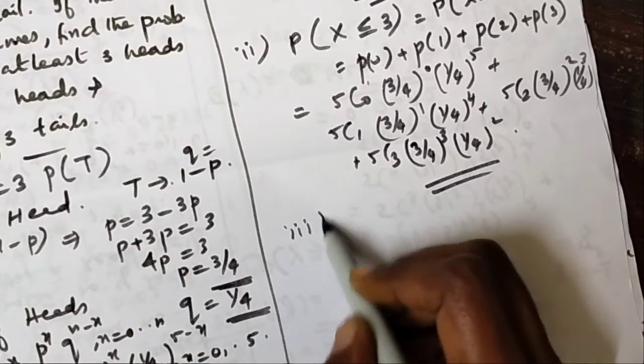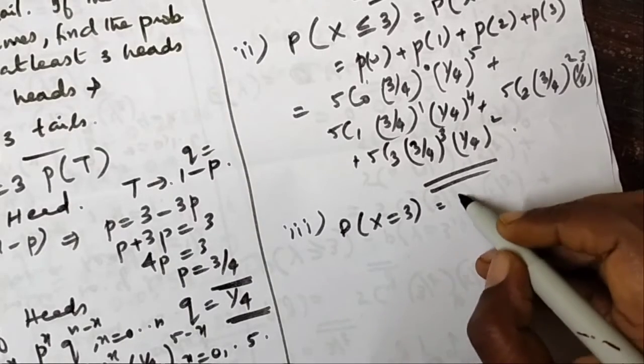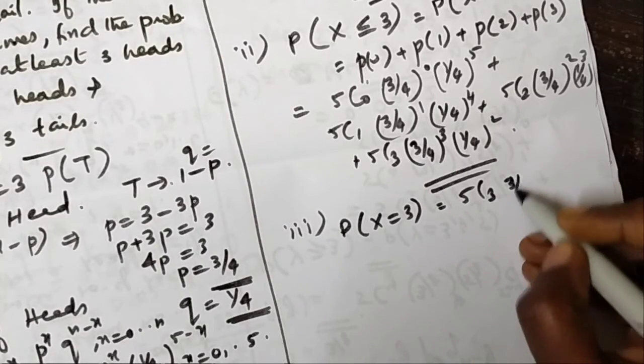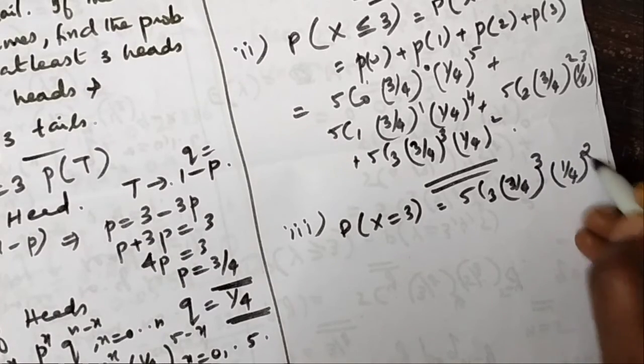Then third one, exactly 3 heads. So X is equal to 3. So it is 5C3 (3/4)^3 (1/4)^(5-3), that is (1/4)^2. Okay.